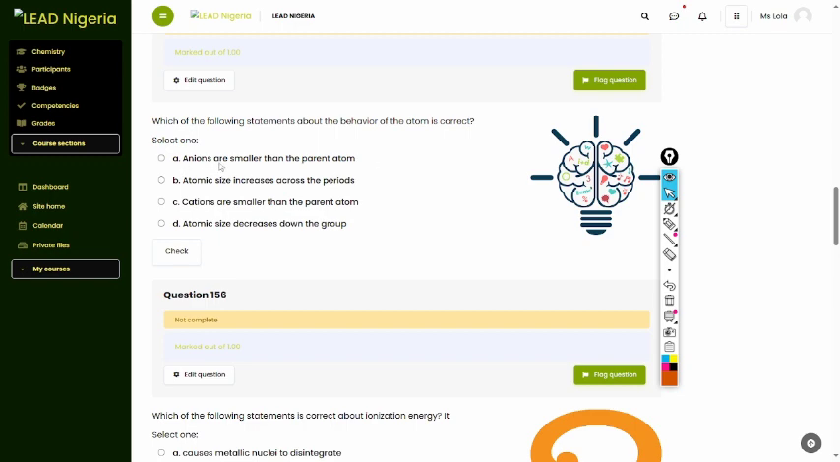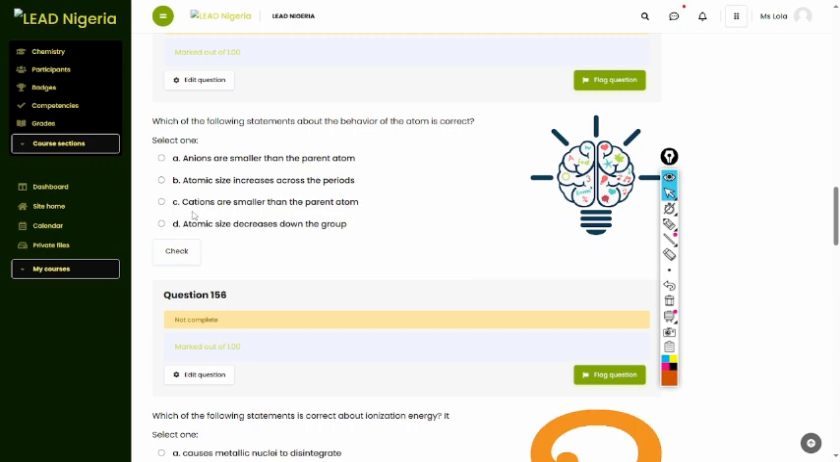So the larger the repulsion, the more the increase in size of the ion. So anions are generally larger than their atom, not smaller. They are larger because the size increases as the repulsion of electron happens. So A is wrong. Atomic size increases across the period. This is also wrong because as you go across the period, nuclear charge increases. And as nuclear charge increases, there's a stronger pull between the nucleus and the outermost shell. So the pull between the nucleus and the outermost shell decreases the size of the atom.